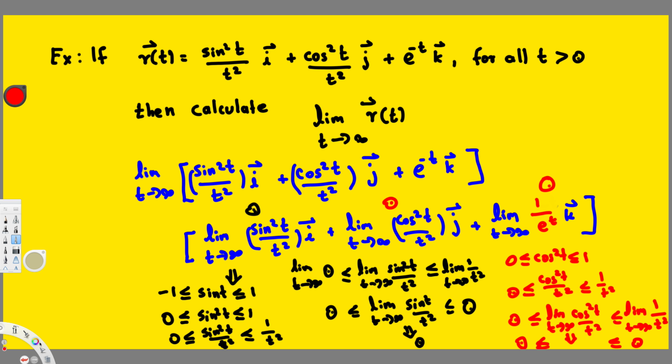So we can write our final answer as 0 in the i direction plus 0 in the j direction plus 0 in the k direction, right? Also you can express this one as 0, 0, 0. So this is going to be our final answer. The limit of this vector function is going to be 0, 0, 0.